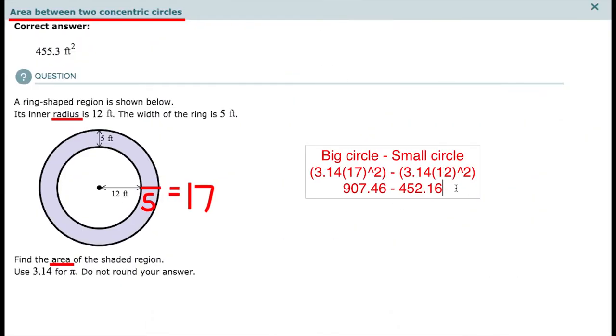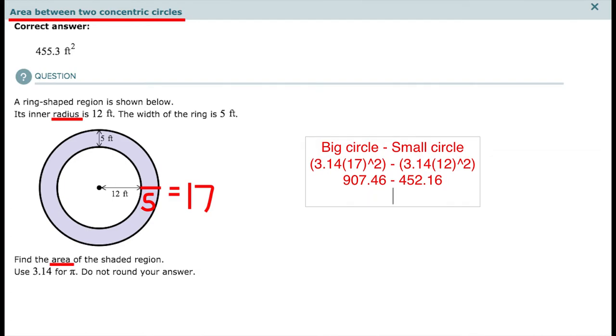452.16, and when we subtract this, that's going to be 455.30. You can do this in a calculator, or you can just subtract. And since we're talking about area here, remember area is always squared. It's always to the power of 2. So this would be 455.3 feet squared.